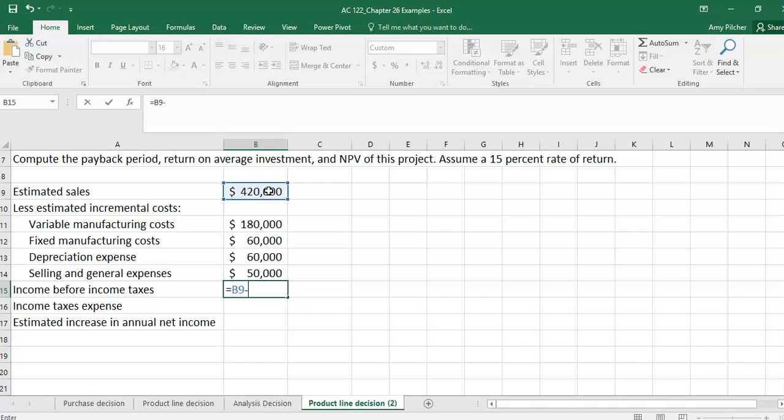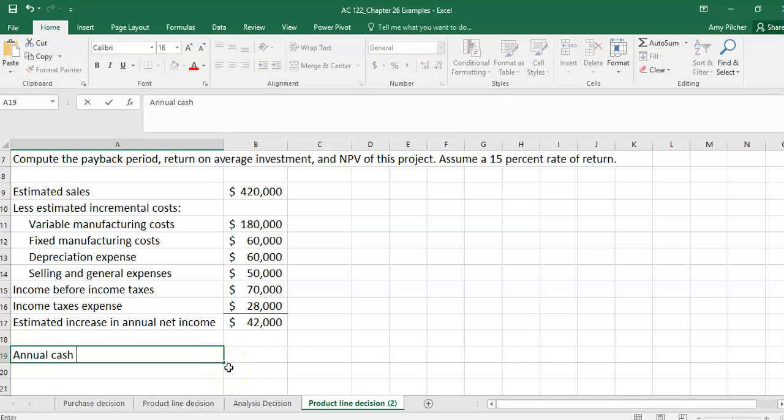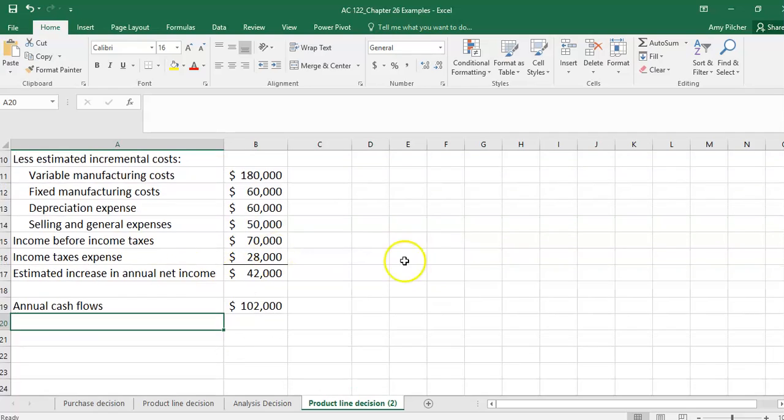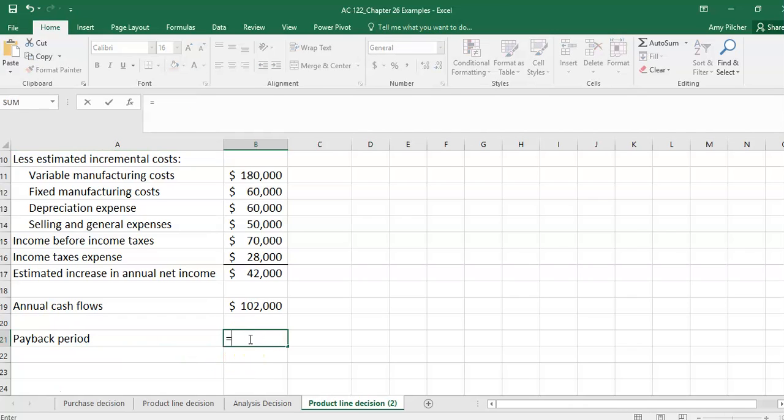So we take our sales minus the sum of our expenses to get our income before taxes. We have a 40% tax rate. So our estimated increase in annual income is 42,000. We then add back depreciation expense to get our annual cash flows. And then we have a payback period. So our initial investment is 240,000 with cash flows of 102,000, giving us a payback period of 2.3 years.